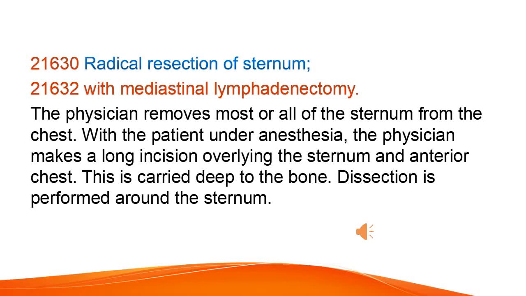Radical resection of sternum, with mediastinal lymphadenectomy. The physician removes most or all of the sternum from the chest. With the patient under anesthesia, the physician makes a long incision overlying the sternum and anterior chest. This is carried deep to the bone. Dissection is performed around the sternum.